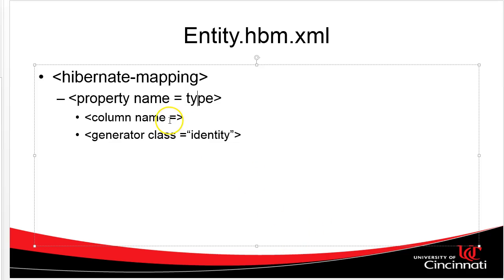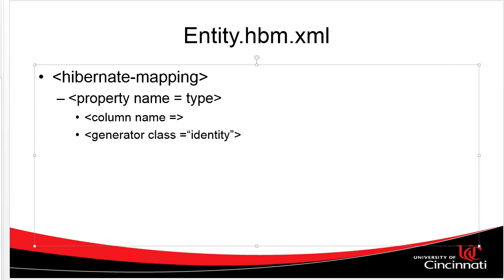Okay. Now we're going to have nested inside of this tag a column name equals tag, and that says this property matches to this column. Additionally, for an identity primary key, we're going to have generator class equals identity. So that's what we have. That's a quick summary, entry level, of Hibernate and ORM. In the next video, we're going to actually implement some of this.